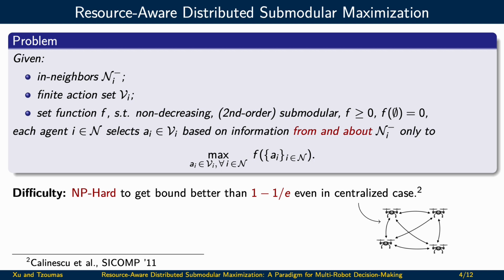Solving this problem is difficult, since even when the communication topology is centralized, that is, even when all the agents have access to all the other agents' information, this problem is still hard, and it's been proven that the best approximation ratio of a polynomial time algorithm is 1 minus 1 over e.